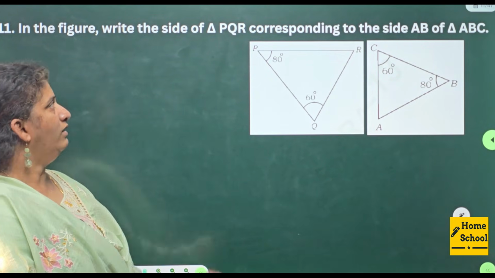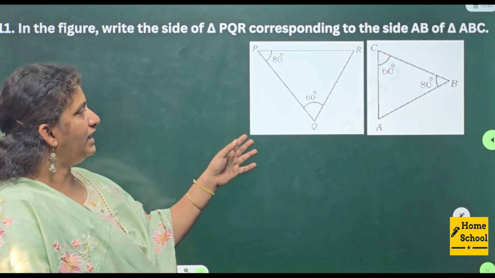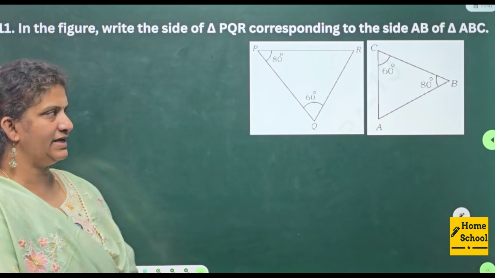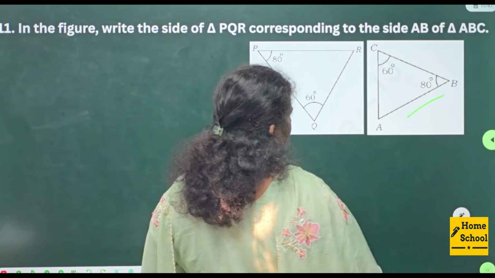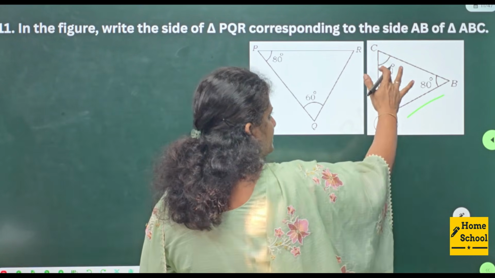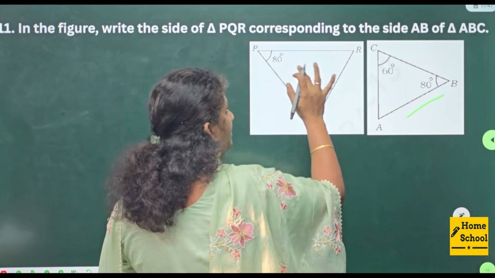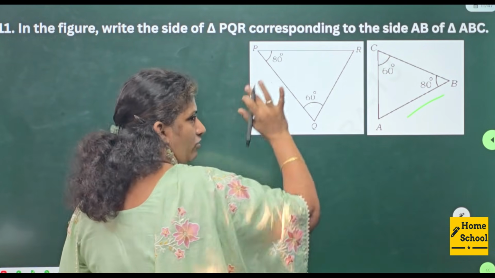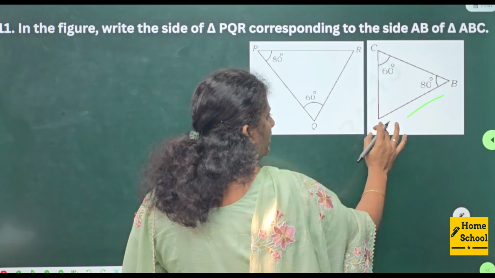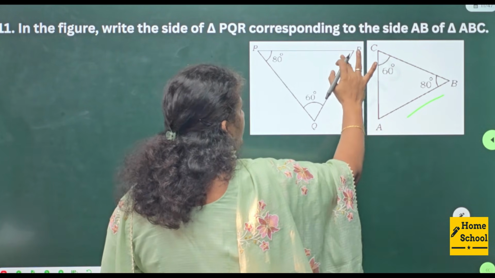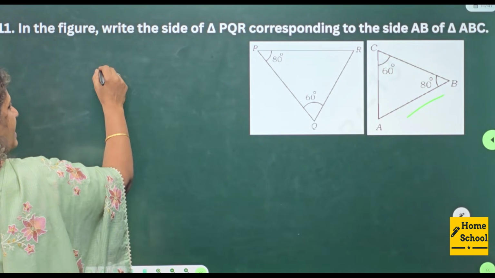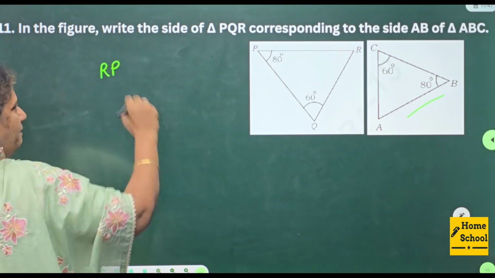11. In the figure, write the side of triangle PQR corresponding to the side AB of triangle ABC. Okay, this corresponding side we need to write. It's very simple. Observe properly, 60 degree, 80 degree, and we don't know this angle. Here also 60 degree, 80 degree, some unknown angle there. Right? AB corresponding side I want. At A, the angle is 80 degree. Where is the 80 degree angle? So the corresponding side for AB is RP.